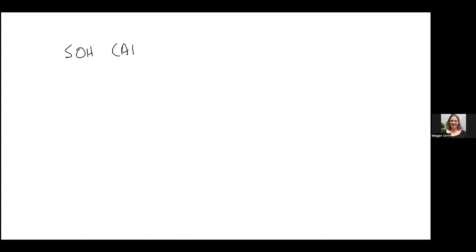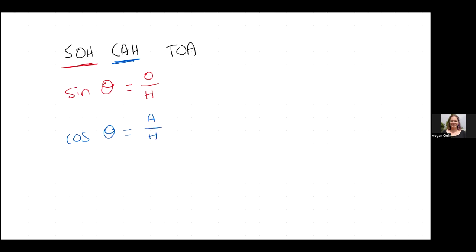Let's remember what the rules were. The sine of the angle, theta, a Greek letter, is the opposite over the hypotenuse. The cosine of the angle is the adjacent over the hypotenuse. And the tan of the angle is the opposite over the adjacent.